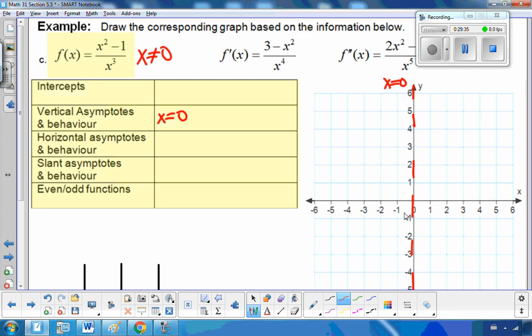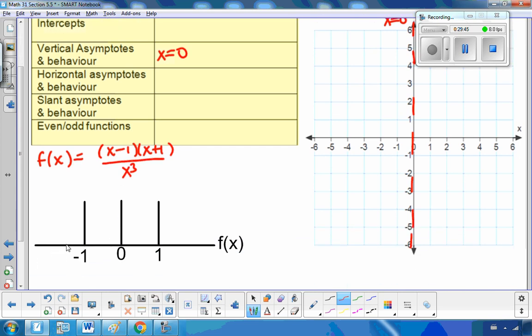Okay, so I want to take my original function and I just want to factor it. So difference of squares and x cubed on the bottom. So I have points on my interval to find out what's going on at my vertical asymptote at 1, -1, and 0. So looking at x minus 1, that is 0 here. So to the left it's negative, and to the right it's positive. X plus 1 is 0 at negative 1. So to the left it's negative, to the right it is positive. And then x cubed is 0 here, so to the left it's negative, and to the right it is positive.